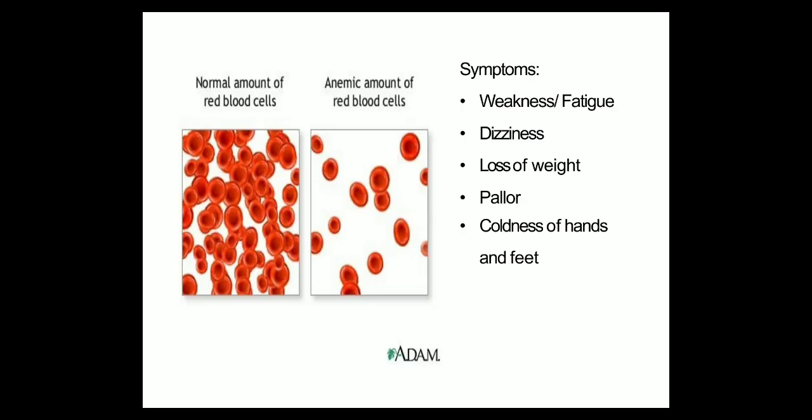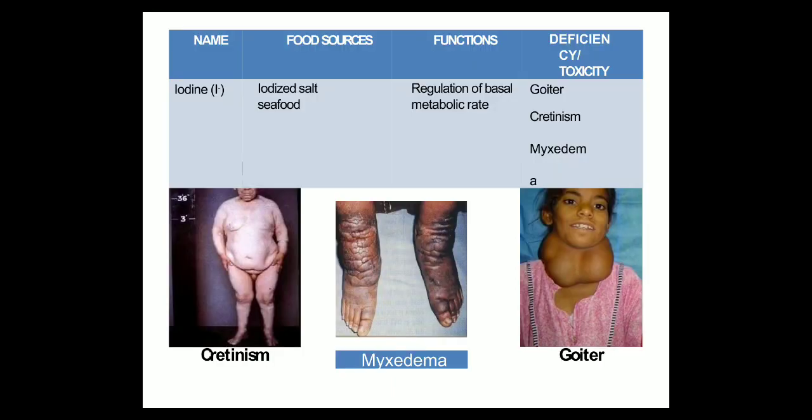Normal amount of red blood cells and anemic amount of red blood cells are shown in the next figure. Symptoms: weakness or fatigue, dizziness, loss of weight, pallor. Pallor means what? An unhealthy pale appearance of skin. Next, coldness of hands and feet.